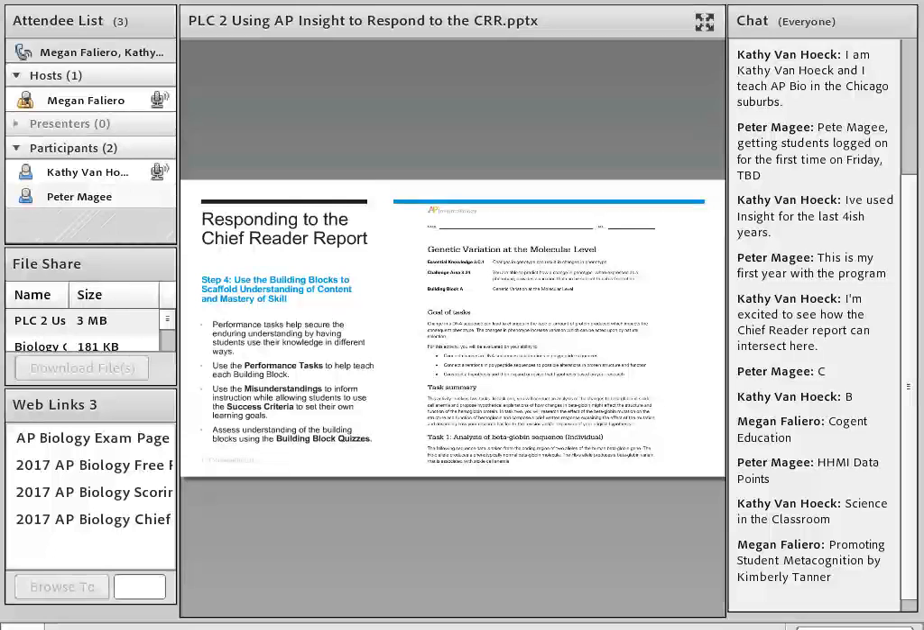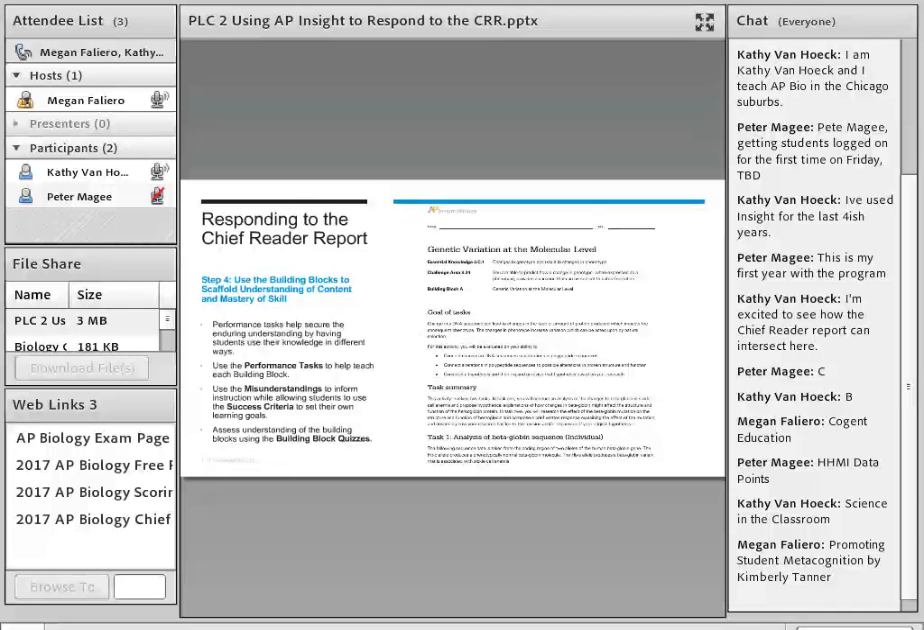Step number 4, then, in responding to the Chief Reader Report: using building blocks to scaffold levels of content. That's one of the great things about AP Insight, is that each challenge area is broken down into smaller chunks of content. They call it building blocks. So you can make sure that you are addressing specific small chunks of content before you look at the big picture and the challenge area, and make sure that they can then synthesize all of those little pieces. So here on this screen is a screenshot of a performance task.